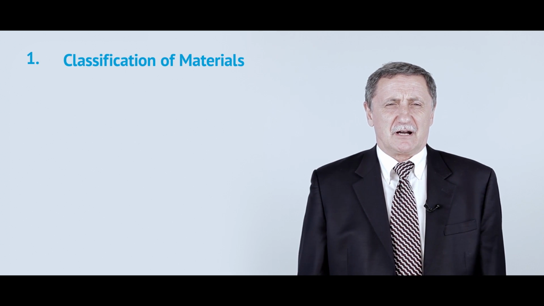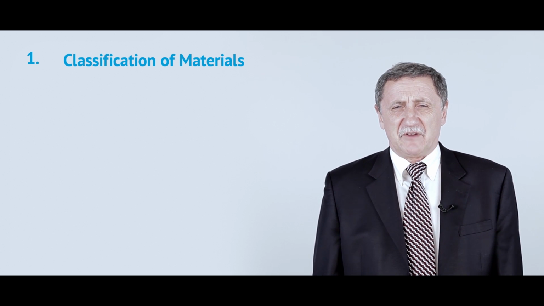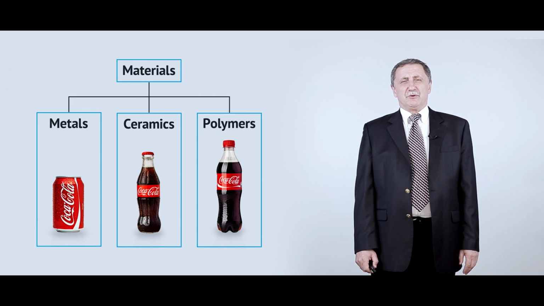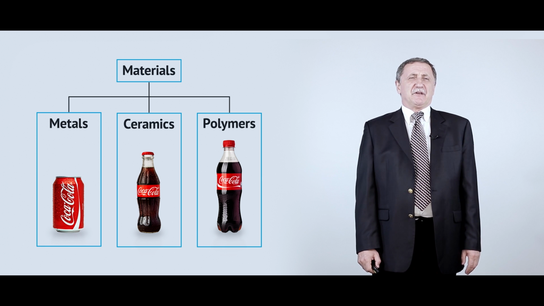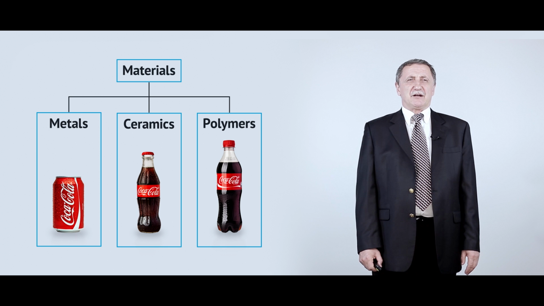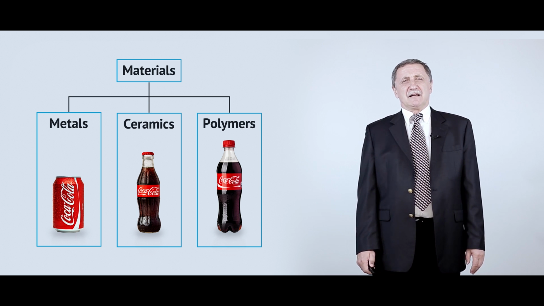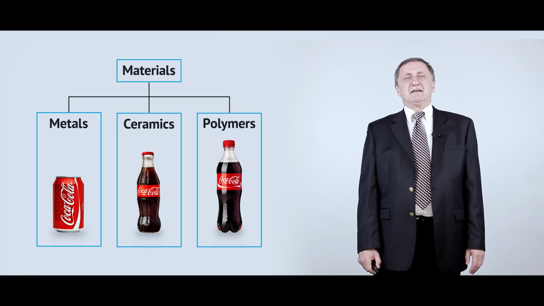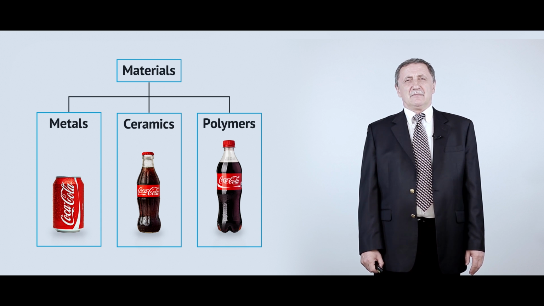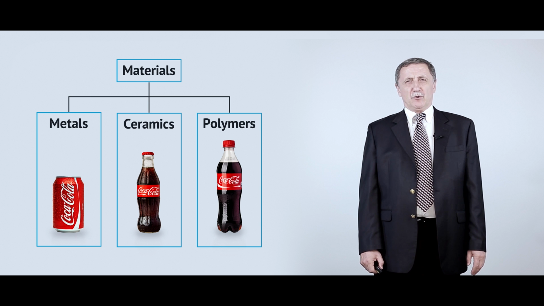It is logical to start a discussion on material science and engineering with classification of materials. This classification is based on your long life experience. Nothing new here, but we have to remind ourselves what actually is going on. Based on our common sense and life experience, you can easily distinguish three main classes of materials: metals, ceramics, and polymers.